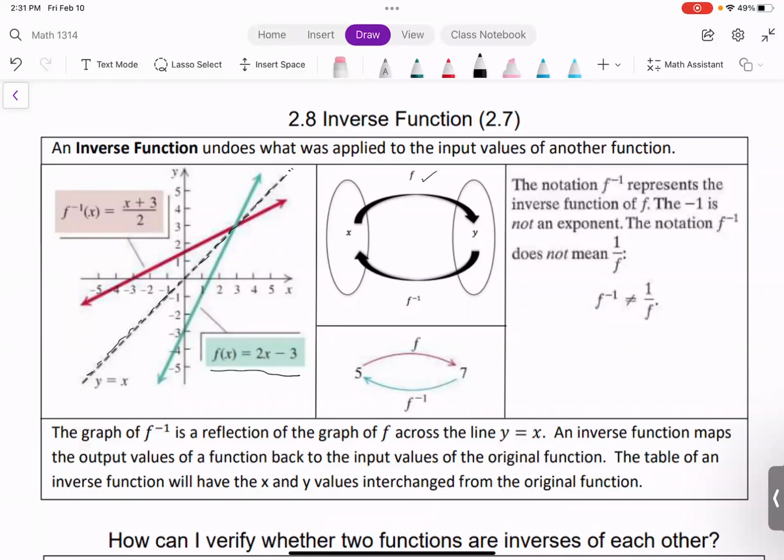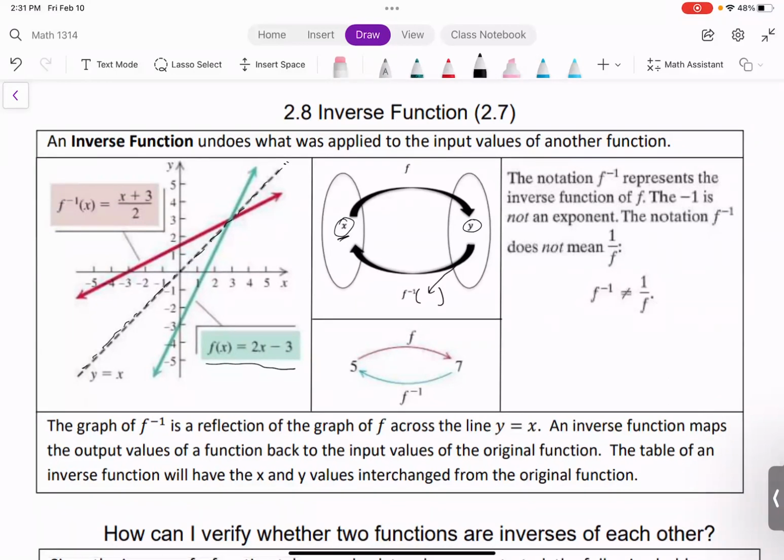And here we see if I have the x and I put it into the function f, then I will get a y value. Now for the inverse function, if I put the y in this inverse function, then I get the x. For example, I put the 5 in the function f, I get 7. I input the 7 into the inverse of f function, I get 5.